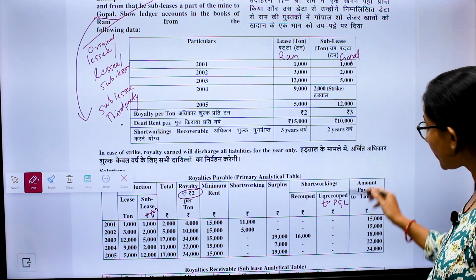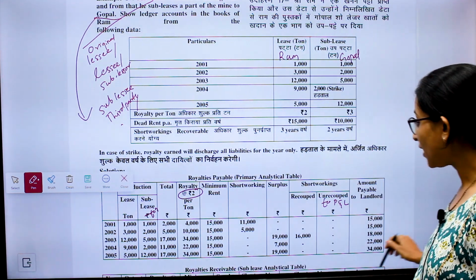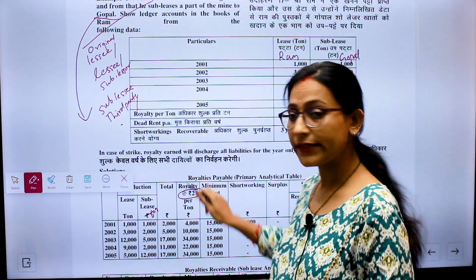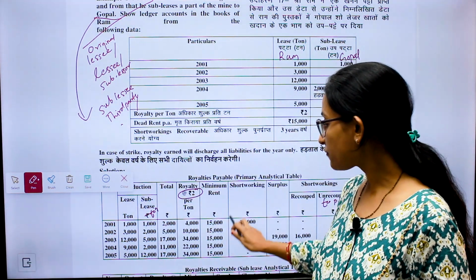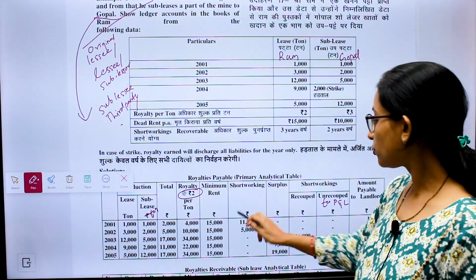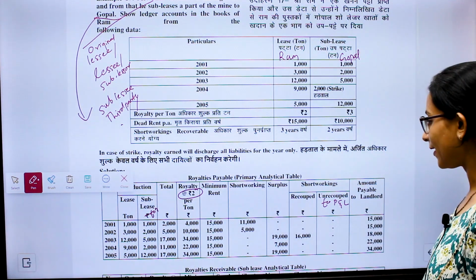How much amount will we pay to the landlord? We will pay the maximum of royalty earned or minimum rent. So the maximum amount is 15,000. So we are going to pay the 15,000 to the landlord.